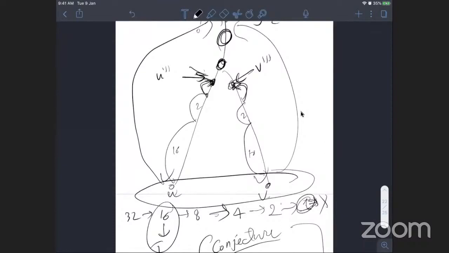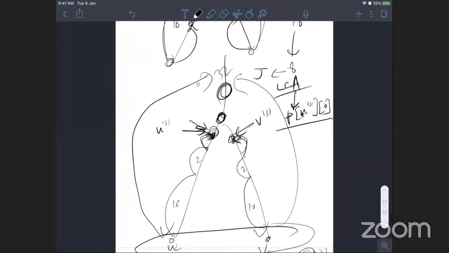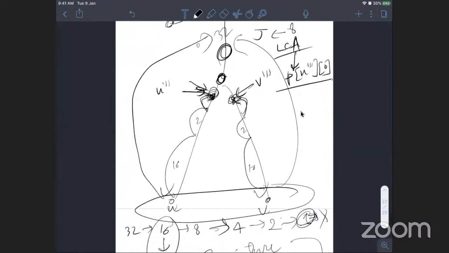Even if you end one step before it, let's say you end up here, you can just call P U triple dash zero. And that guy is your LCA. This guy is the LCA. That's just the way this algorithm is implemented generally. That's why I'm saying that this algorithm doesn't aim to end exactly at the LCA. It just aims to end exactly one step below LCA. And then you can just do this manual climb in one step.